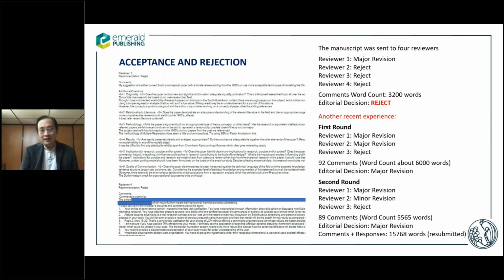I calculated the number of words based on the comments they provided: 3,200 words. So what would you do? This is the peer review process, and this is the outcome. Now, earlier I mentioned emotion. When I saw this, I decided not to read the comments first. I knew the comments were long, and I was quite upset.